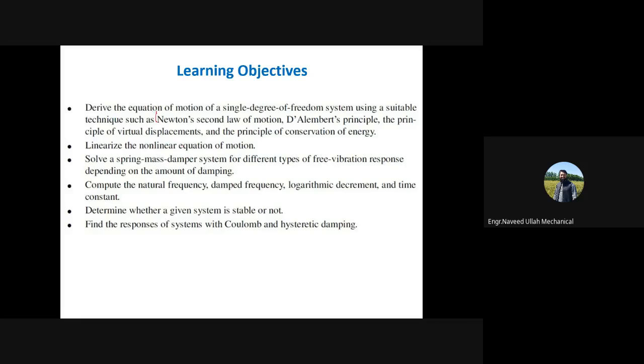And what is this condition? Omega n, the natural frequency of the system, if it becomes equal to the forcing frequency of the system, at that particular time the system vibrates with the maximum amplitude, and it is known as resonance. And if the system operates at resonance for a longer time, then failure can be caused in that particular system. So actually we want to avoid this one.